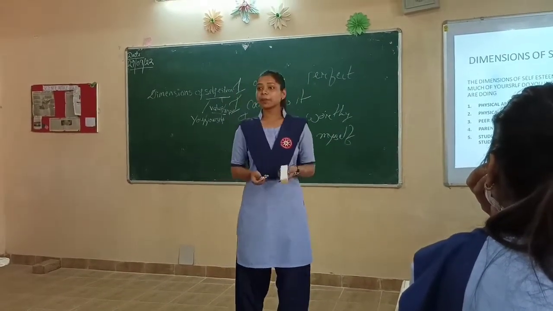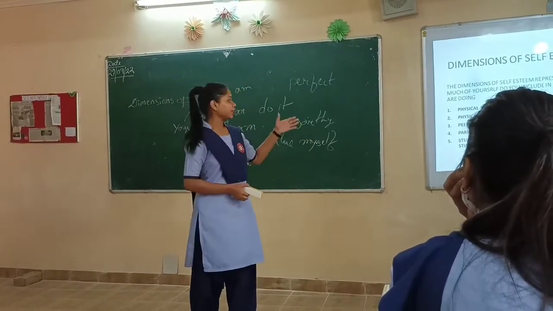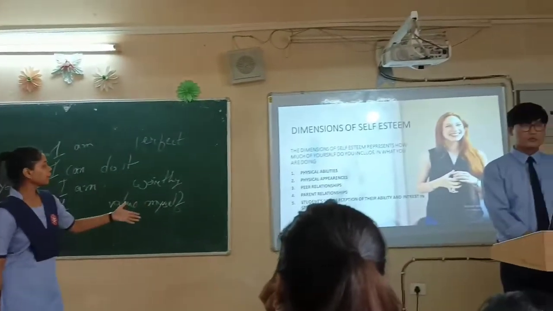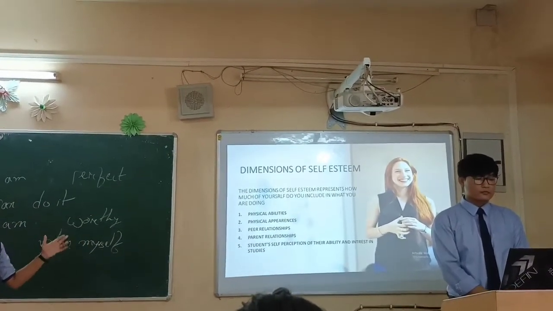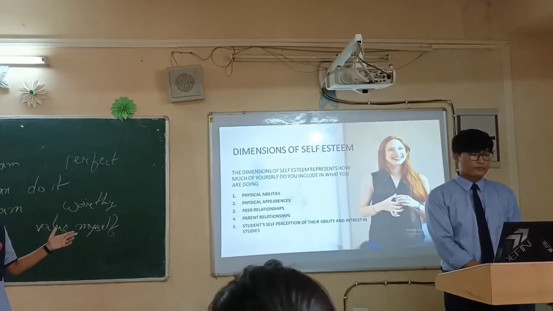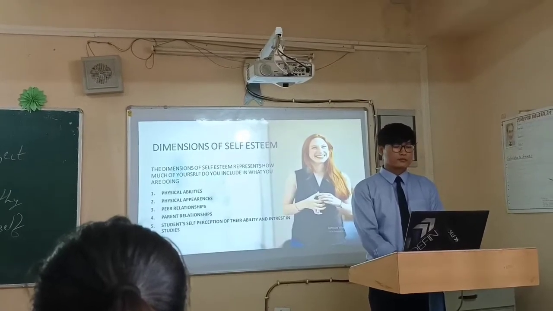Now come to our main point, the dimensions of self-esteem. There are five dimensions. First is physical ability, then physical appearance, peer relationship, parent relationship, and the last one is the student's self-perception of their ability and interest in studies.